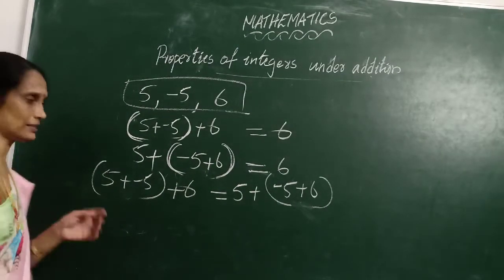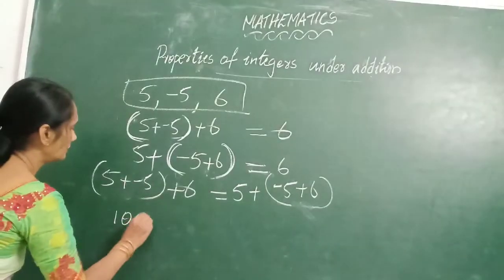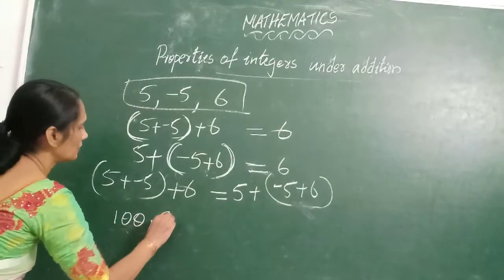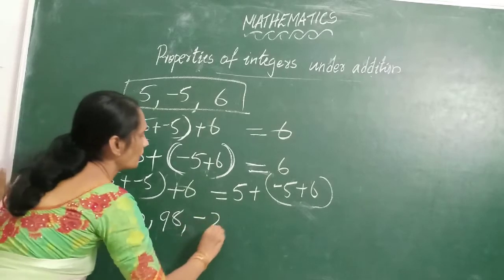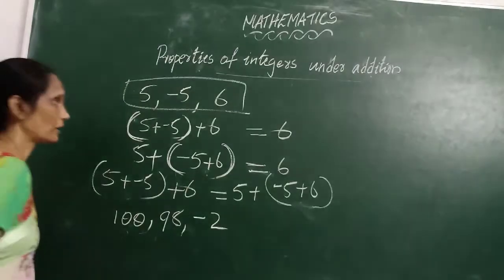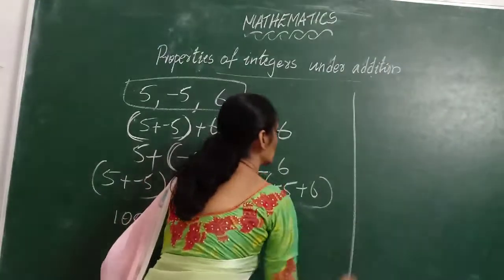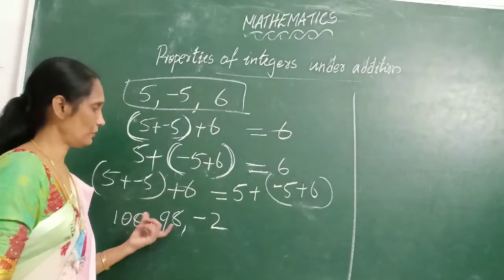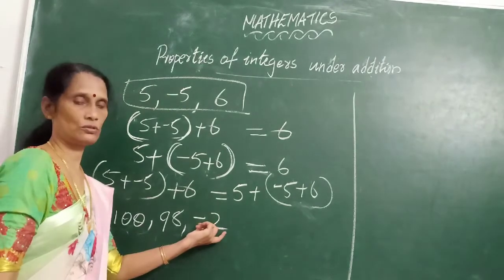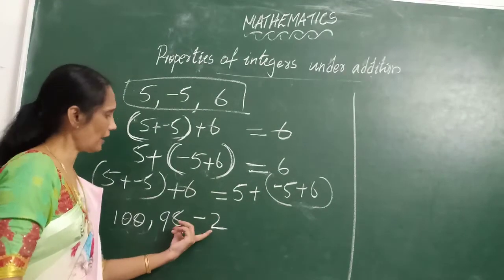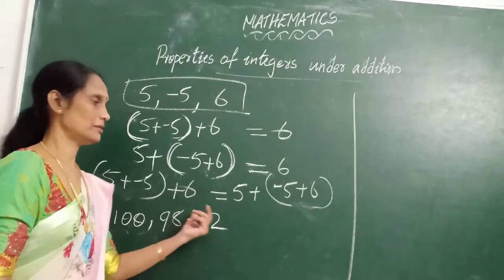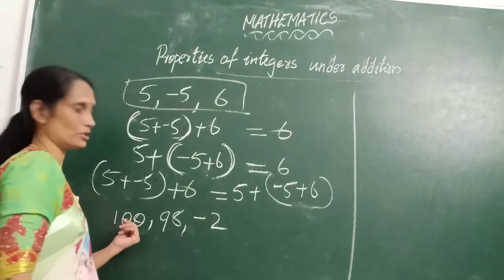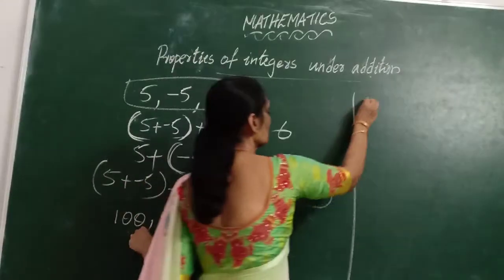Shall we take one more example? 100, 98 and minus 2. Okay, let us go through this. First let us pair 100 and 98 and with that answer let us add minus 2. Next we will add these two numbers and with that one we will add 100. Okay, let us go on with this one.